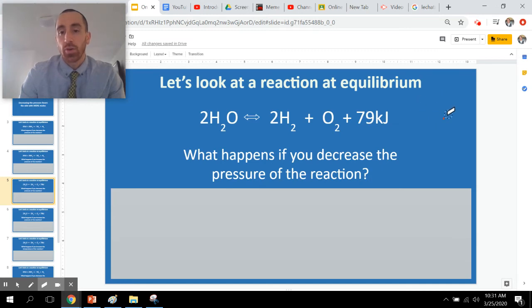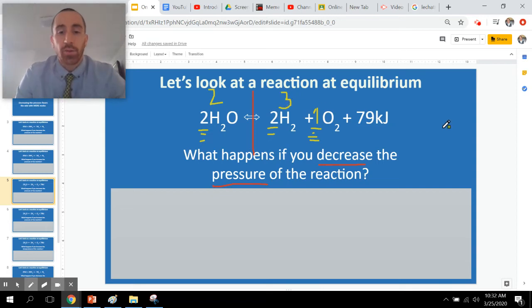So you guys should know if you decrease the pressure, it's going to favor the side with more moles. Okay, it's going to favor the side with more moles. Well, in this case, I'm going to change color here again. We'll go to yellow. I have 2 moles on the reactant side. So I got 2 moles on this side. Then I got 2 plus 1. I have 3 moles on the product side. Okay, so I got 3 moles here.